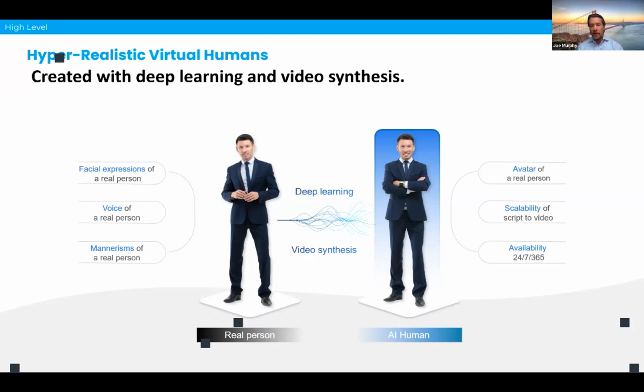And when the AI human model is made, we have this script to video or text to video model that can create video in real time. It looks like the real person, sounds like the real person. It's got the scalability of creating video with just text, and it's available 24/7.